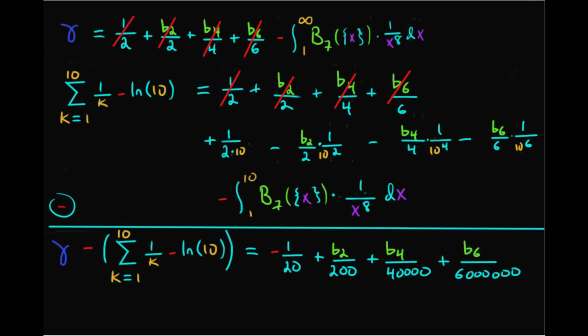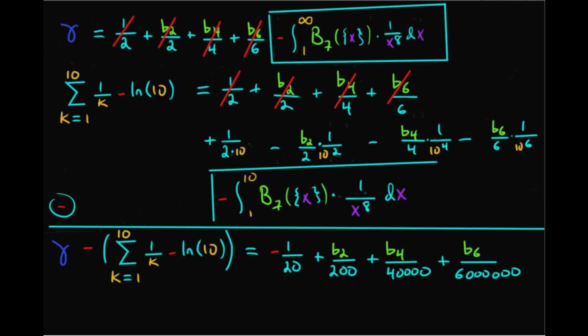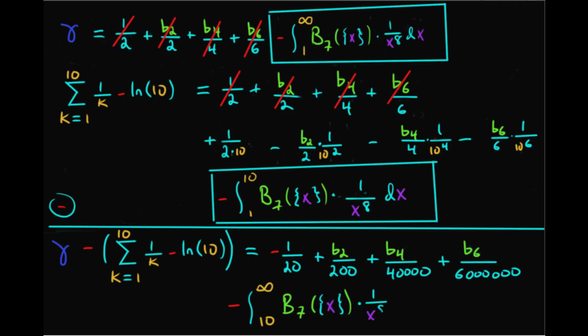And now we just have to take the difference of these two integral expressions. So in the top equation, we have minus the integral from 1 to infinity of the seventh periodic Bernoulli polynomial times 1 over x to the 8th dx. And in the bottom equation, we have a double negative. We have minus negative integral from 1 to 10 of that same expression. And so when we do the subtraction, we end up with minus the integral from 10 to infinity of the seventh periodic Bernoulli polynomial times 1 over x to the 8th dx.